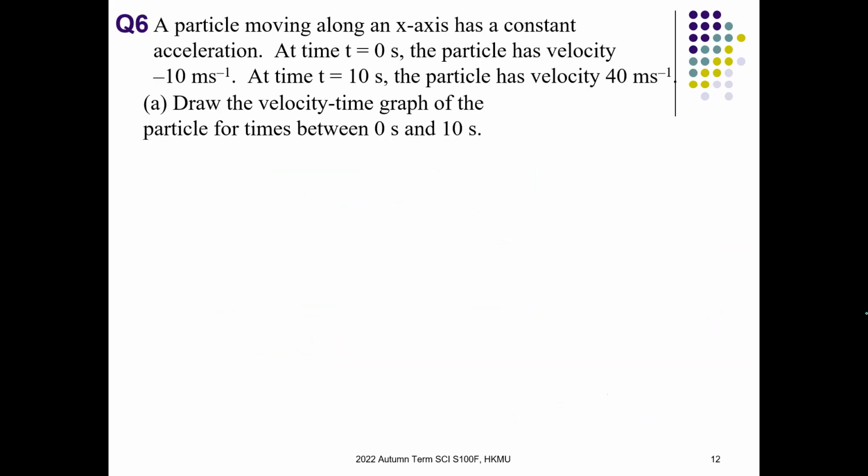In question 6, we try to consider the 1D motion. Again, this is a 1D motion. The particle is moving along the x-axis with constant acceleration. We are given the information of, again, 2 points, at time t equals to 0 and at time t equals to 10 seconds. First of all, we try to consider the problem using the graphical method, where we try to draw the VT graph.